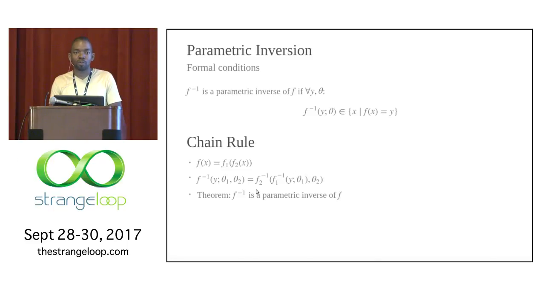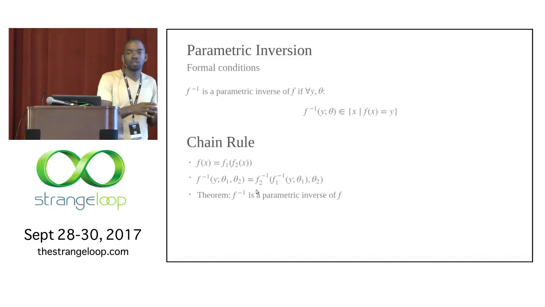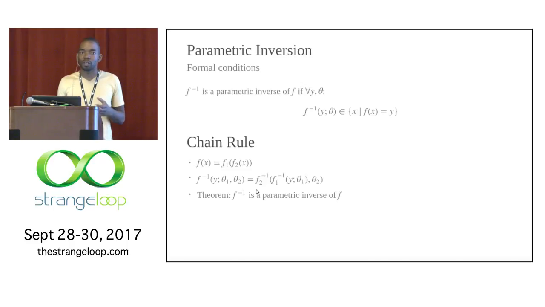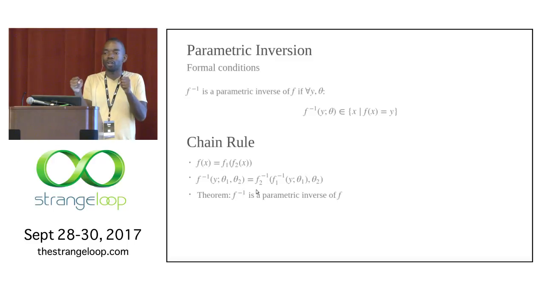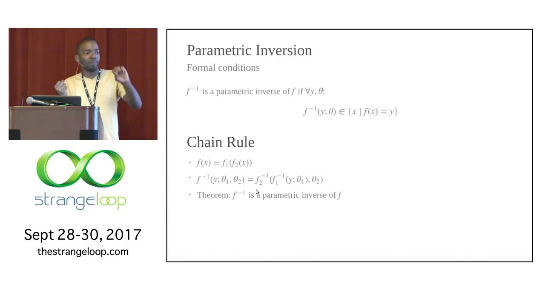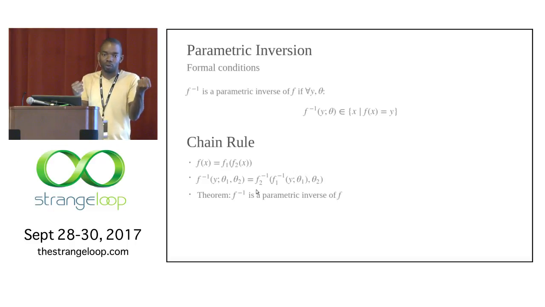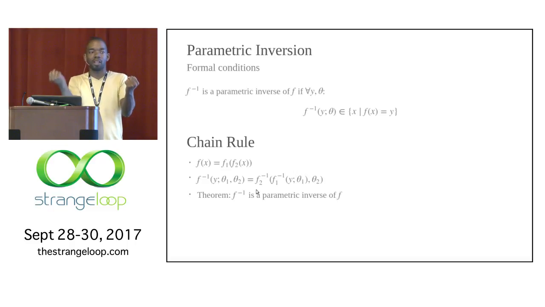So I'm not going to get into this too much, but I showed you it for addition and I think the square function. But what we want to do is invert big complicated functions. And so we have a kind of chain rule of parametric inversion, which basically says if I have a program and it has like 2 functions in it, I can construct the parametric inverse by parametrically inverting the first function and the second function and reversing the order. This is the basic idea.